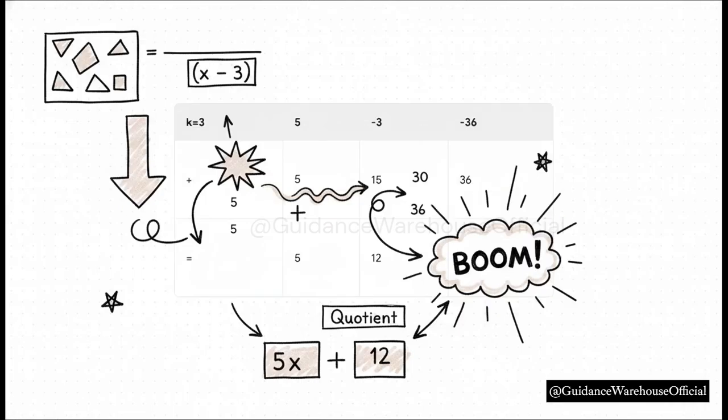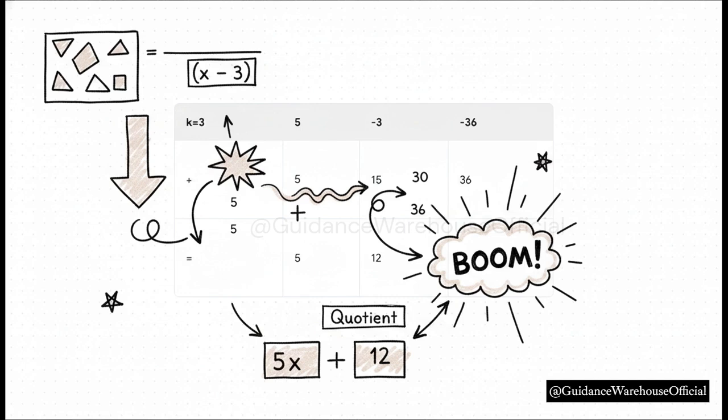We're dividing by x minus 3, so our k value over on the left is positive 3. Our coefficients from the dividend are 5, negative 3, and negative 36. Now watch the flow. Drop the 5 down. Multiply 5 by 3 to get 15. Add -3 and 15 to get 12.